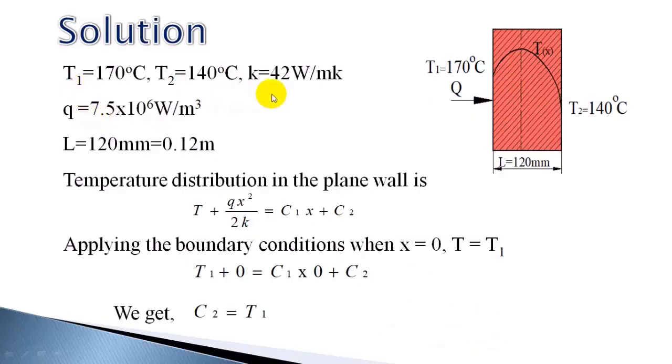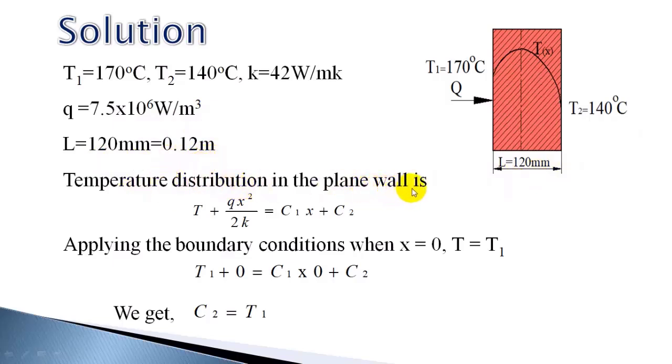Now the given data is tabulated here. Temperature T1 is 170 degrees centigrade. T2, the temperature on the other end, is 140 degrees centigrade. Thermal conductivity is 42 watts per meter Kelvin. The rate of heat generation is 7.5 into 10 raised to 6 watts per meter cube. Thickness of the wall is 120 mm, which is 0.12 meter.